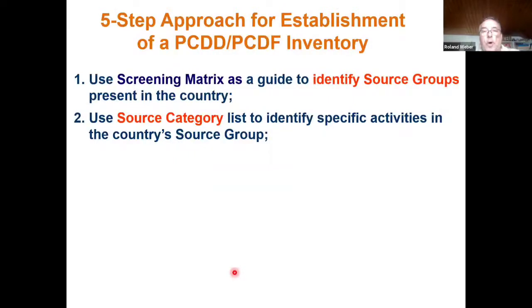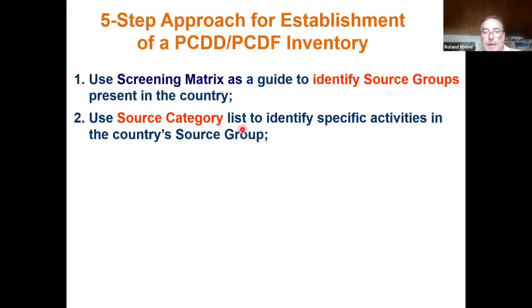Overall, there is a 5-step approach for establishing the dioxin inventory. First, use the screening matrix as a guide for identifying source groups. You have seen the 10 source groups, and already in the first inventory you did that. Then come the source categories. Like in waste incineration, you have different types of waste incineration, so you check what kinds of source categories are present in Oman.